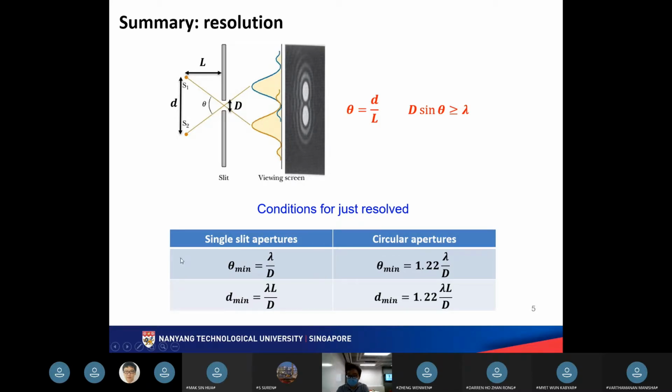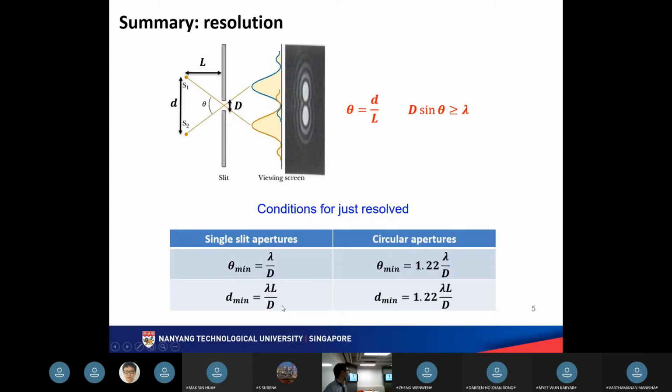Here, one thing I would like to highlight for you. For different lens systems, we have different formulas. This is for a slit aperture. For example, here we have a 2-dimensional lens, so it's a slit. It's invariant, which means the geometry is invariant along this out-of-plane direction. For a single slit aperture, we have theta minimum equal to lambda divided by d, and d minimum equal to lambda L divided by d.